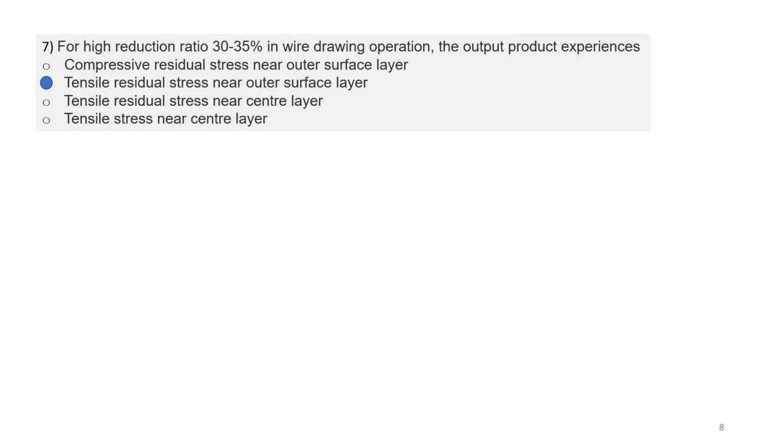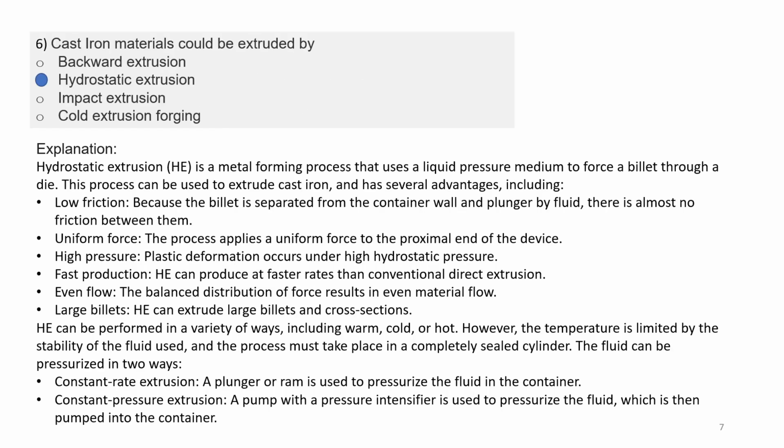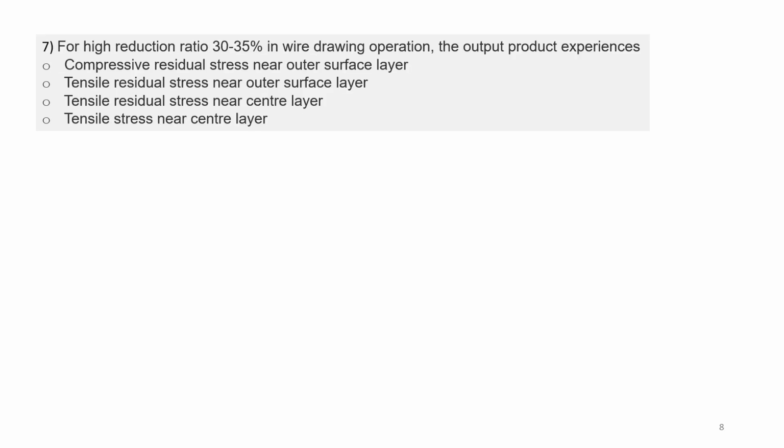Okay, so next question is, sixth we completed. For high reduction ratio 30 to 35% in wire drawing operation, the output product experiences: your options are compressive residual stress near outer surface layer, tensile residual stress near outer surface layer, tensile residual stress near central layer, or tensile stress near central layer. So which one should be the correct answer?